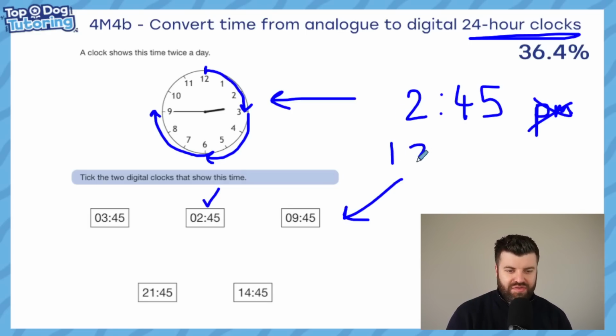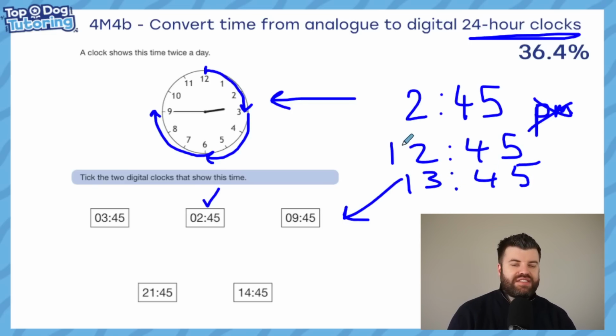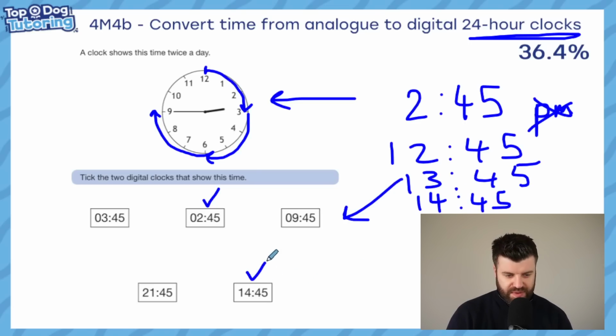We can get to 12:45, which would be 10 hours later, and then we can get to 13:45, which would technically be 1:45, and then for us to get to the next one, which would be 2:45 in the afternoon, it would be 14:45. So we can tick this one. Little shortcut, if you've got the morning time in a 24-hour clock, you just add on 12 hours because that's half a day, and that's when it resets again and goes round.